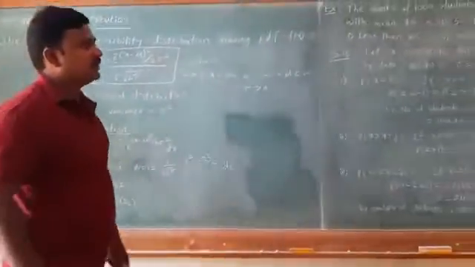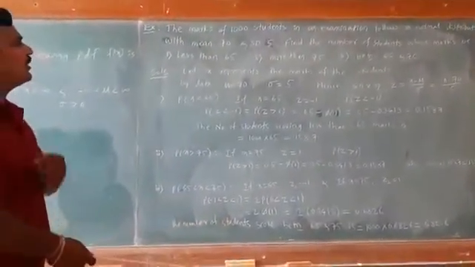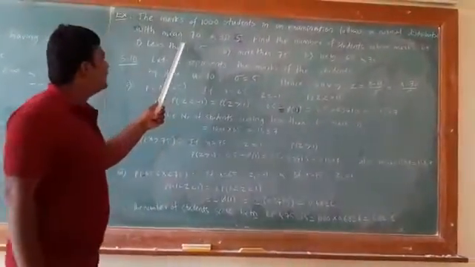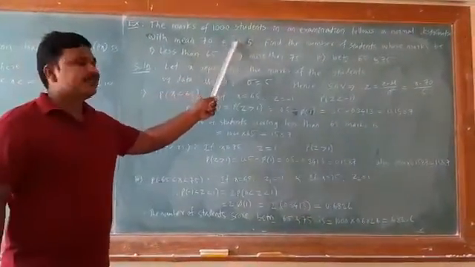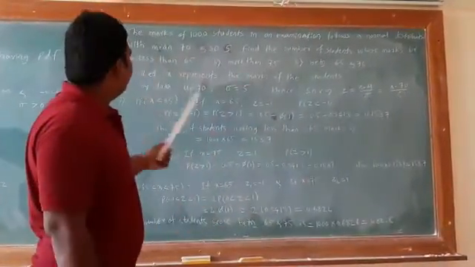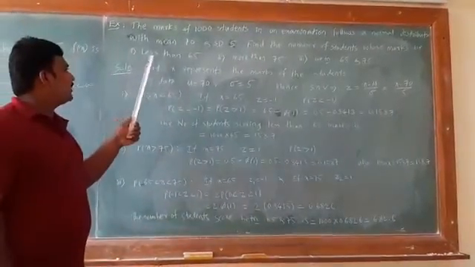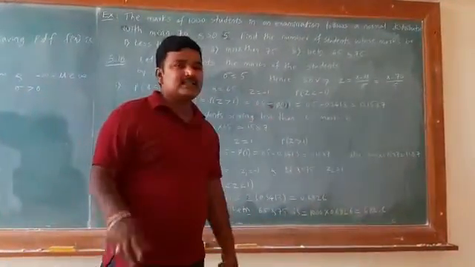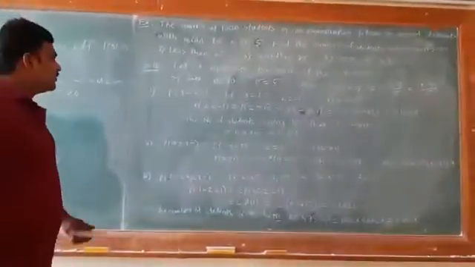Let's start with one simple example. The marks of 1000 students in an examination follow a normal distribution with mean 70 and standard deviation 5. Find the number of students whose marks are: first, less than 65; second, more than 75; third, between 65 and 75. We can solve these three conditions here.